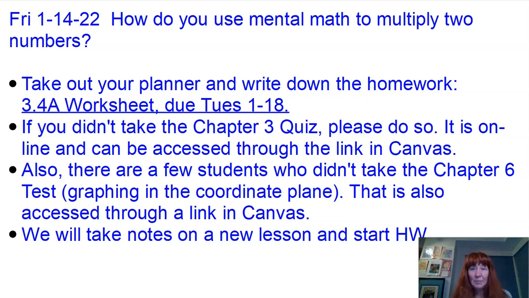It can be accessed through Canvas. Also, there's a few students who didn't finish the Chapter 6 test, which also is in Canvas. Remember, that was the test that I gave on graphing in the coordinate plane, and that is still in Canvas. It's under the Chapter 6 module. I won't let you take the Chapter 6 retake until you've taken the actual Chapter 6 test.